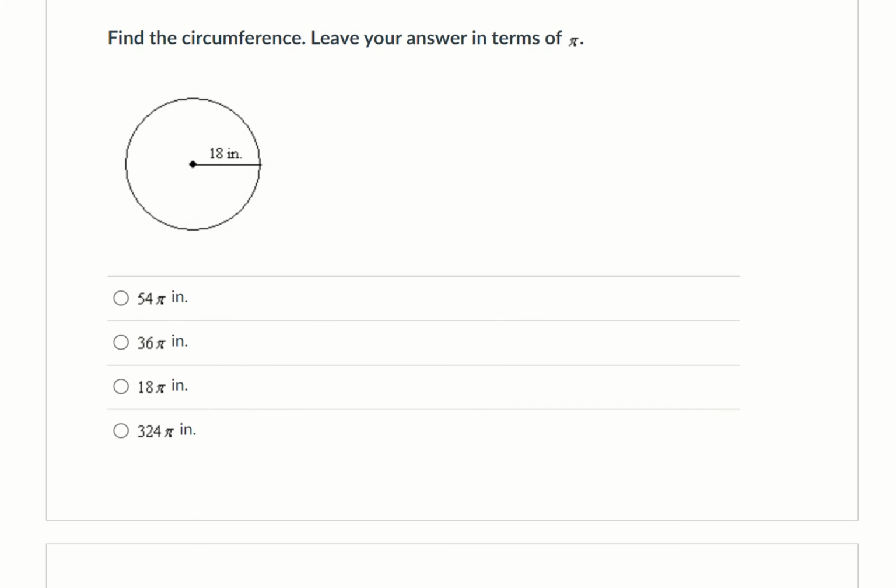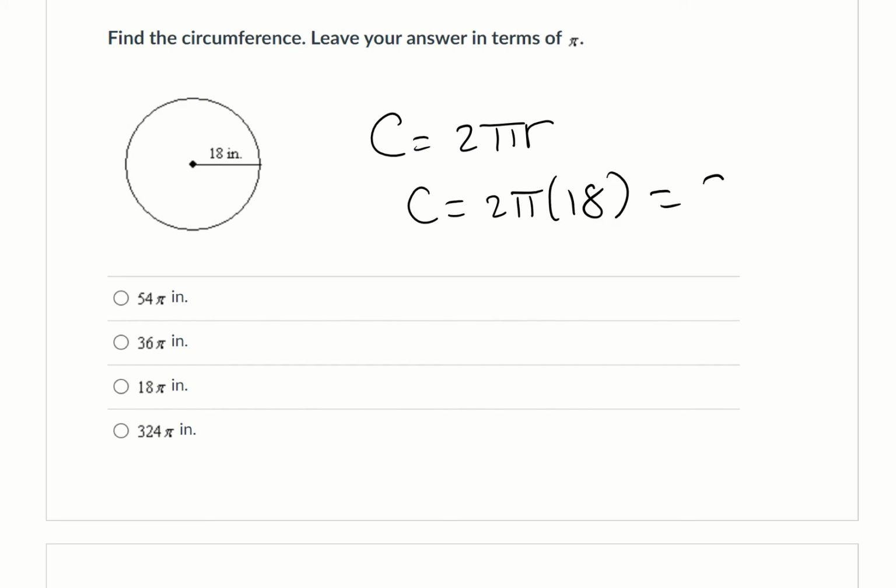All right, find the circumference. Leave your answer in terms of pi. So the circumference of a circle is 2 pi times the radius. We got the radius is 18, so it's 2 pi times 18, or 36 pi. Pretty straightforward.